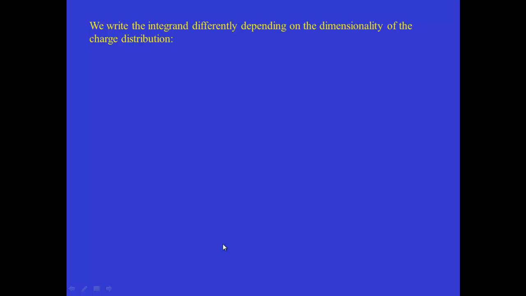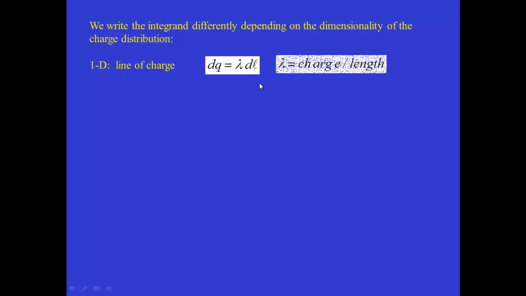Now, we will write this integrand differently depending on the dimensionality of the charge distribution. And in our three-dimensional universe, there are three different kinds of dimensionalities that we can have. Of course, there is a zero dimension, which is just the point charge, but we already know how to handle that. For a continuous distribution of charge in one dimension, or a line of charge, we would write down this charge element as lambda dl, where lambda stands for the charge per unit length along that line.